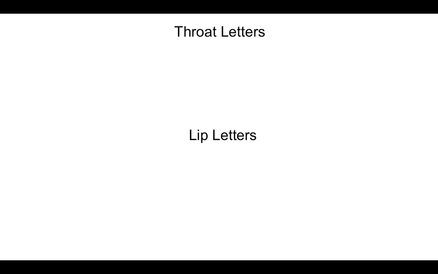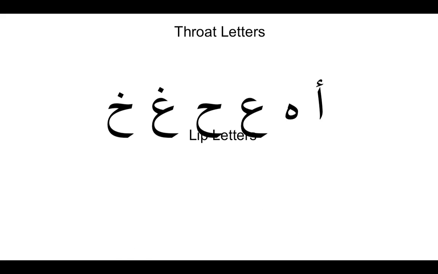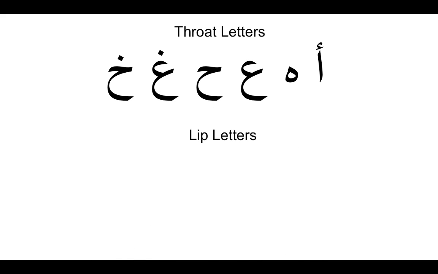What are the throat letters? The throat letters are 6, and they are Hamza ha, Ain ha, Ghain kha. One more time, Hamza ha, Ain ha, Ghain kha. And we should memorize them in that specific order.